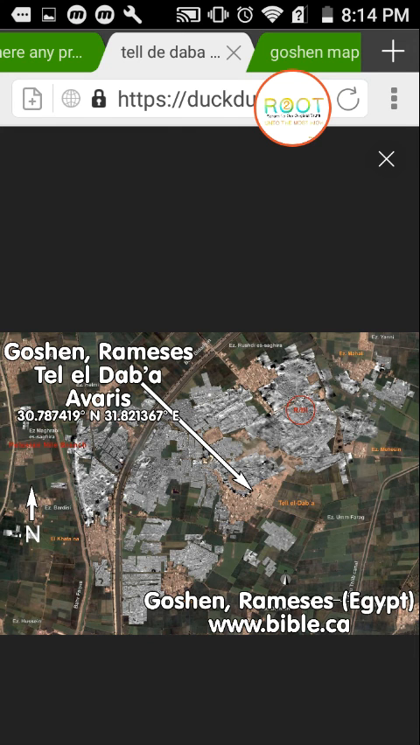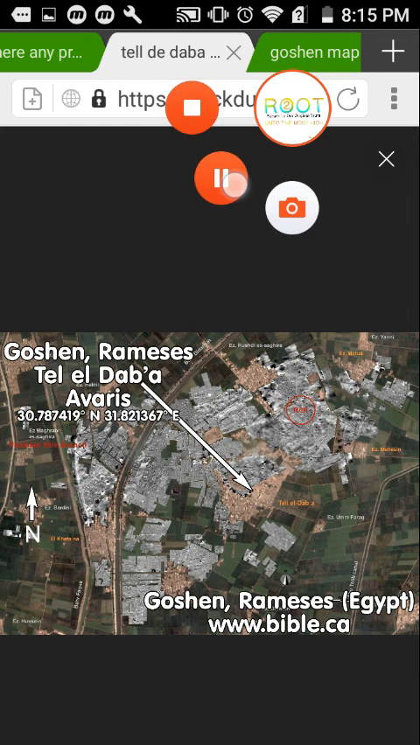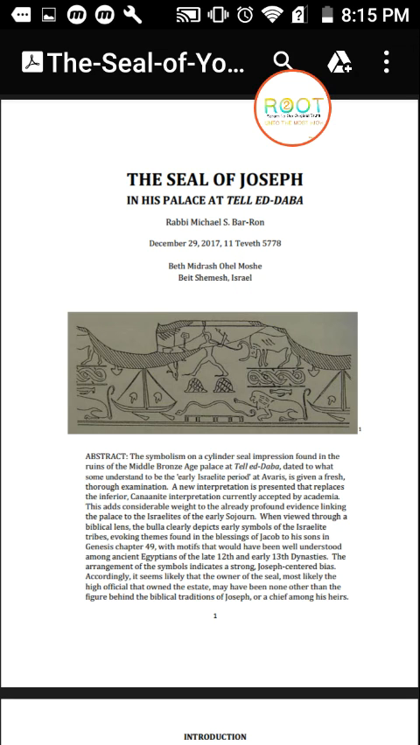Okay, so here on this map it is basically pointing out that Tel El Daba, Avaris and Goshen are, they're saying, in the same places. But on some maps, I've seen it in different places, not too far in distance, I want to say, but still, this is the narrative that is being put forth.